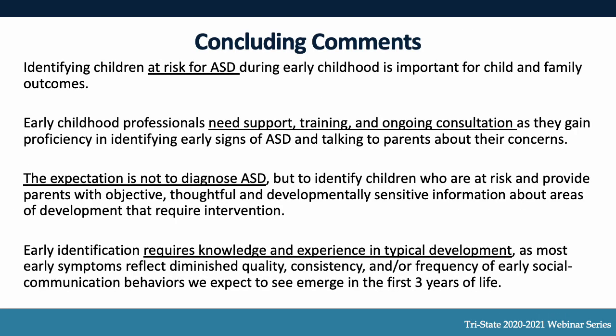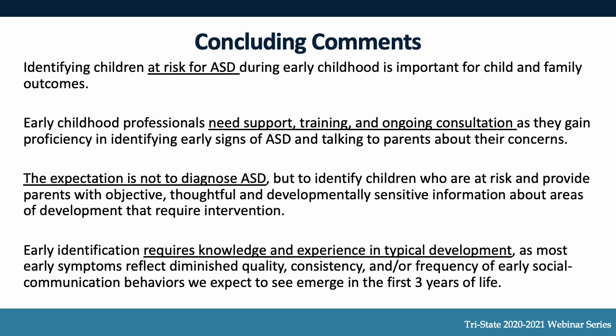So in conclusion, I'm hoping that we can look at early identification as really focusing on identifying children who are at risk for an autism spectrum disorder, as this is very important for child and family outcomes. We also know that early childhood professionals deserve support, training, and ongoing consultation as they gain proficiency in identifying these signs. It's also important to help professionals learn how to communicate what can be difficult news for families. So all of those support and training things need to be there in order for us to ask professionals to do this difficult work.